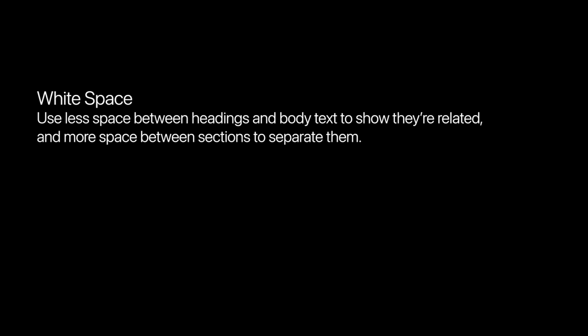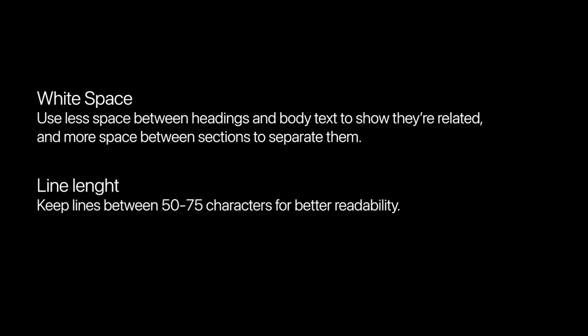Alignment: use center and right alignment sparingly, as readability decreases with longer text. White space: use less space between headings and body text to show they're related, and more space between sections to separate them. Line length: keep lines between 50 to 75 characters for better readability.